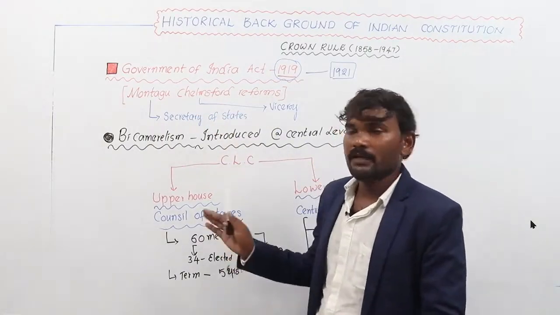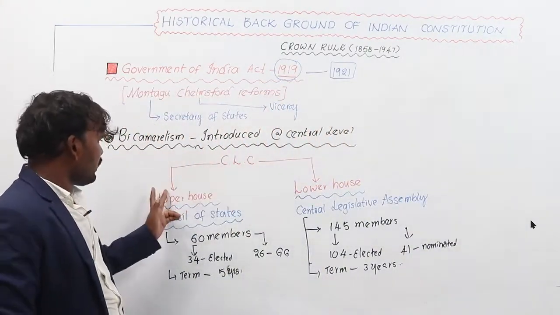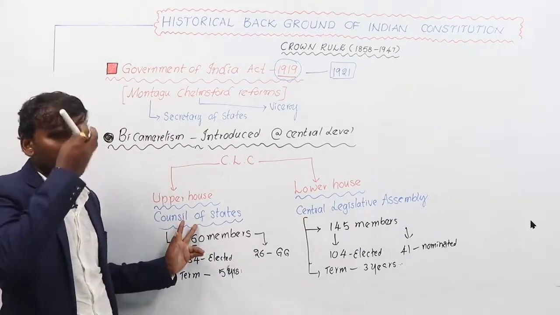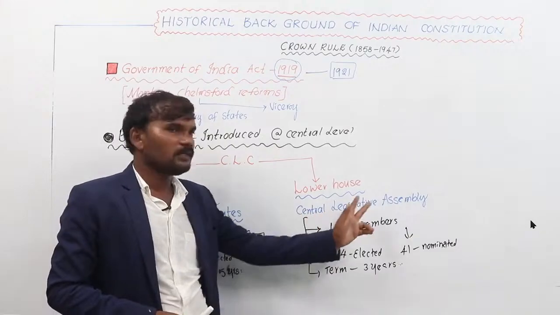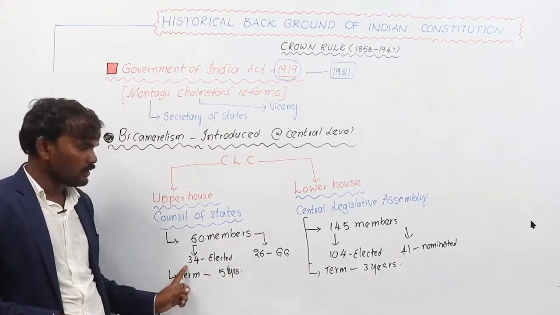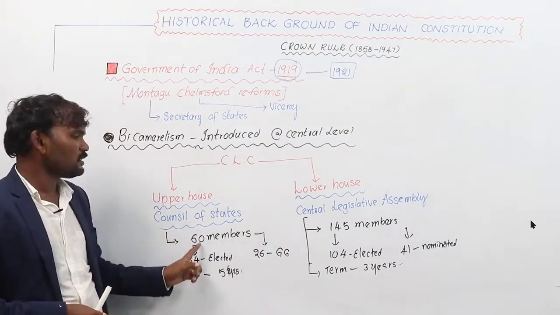Very, very, very important here. Bicameralism was introduced at central level. The Central Legislative Council was divided into two houses, upper house and lower house. The upper house is called Council of States, which represents states, and the lower house is called Central Legislative Assembly. Council of States consisted of 60 members. Of these, 34 were elected and the remaining 26 were nominated or appointed by the Governor General. The term of these members is 5 years.